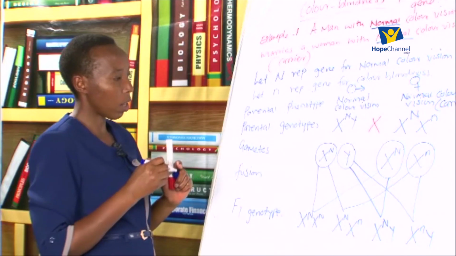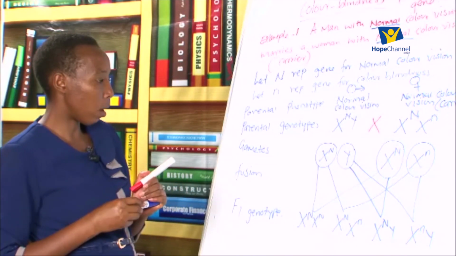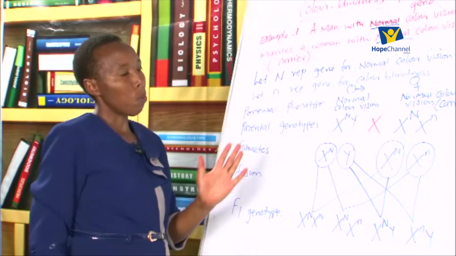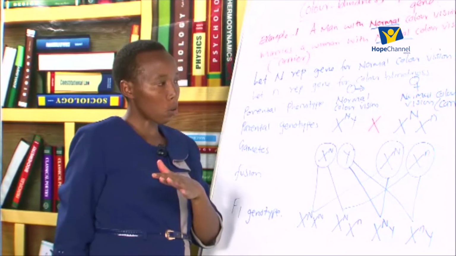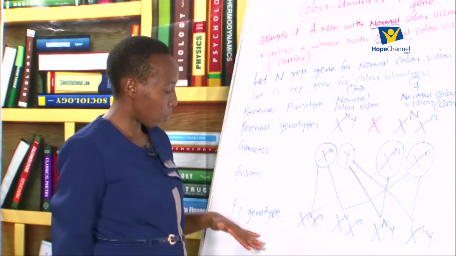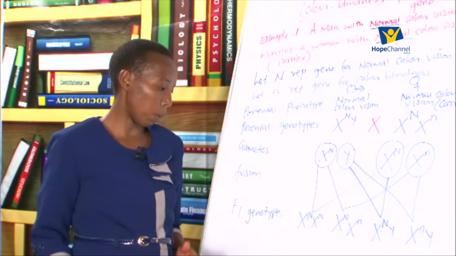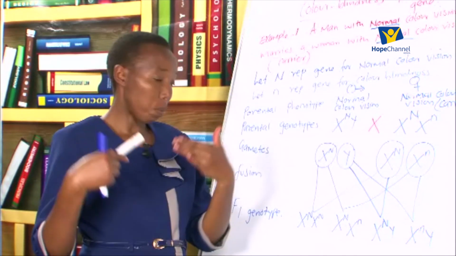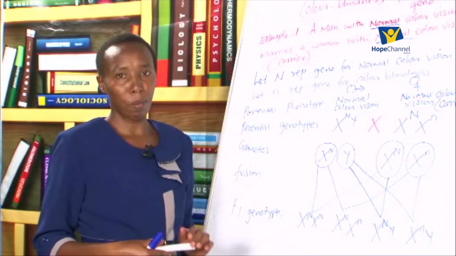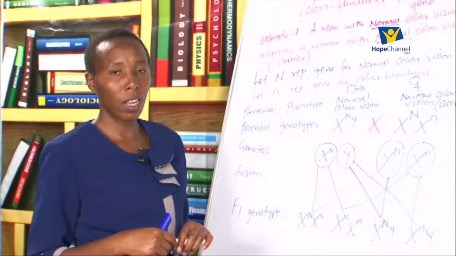Remember we are discussing inheritance of color blindness. Now, assuming you are doing the cross together with me, and this is what we have, the F1 genotype. Now, can you try and interpret the F1 phenotype? Just as we go for a short break, then we'll be back.